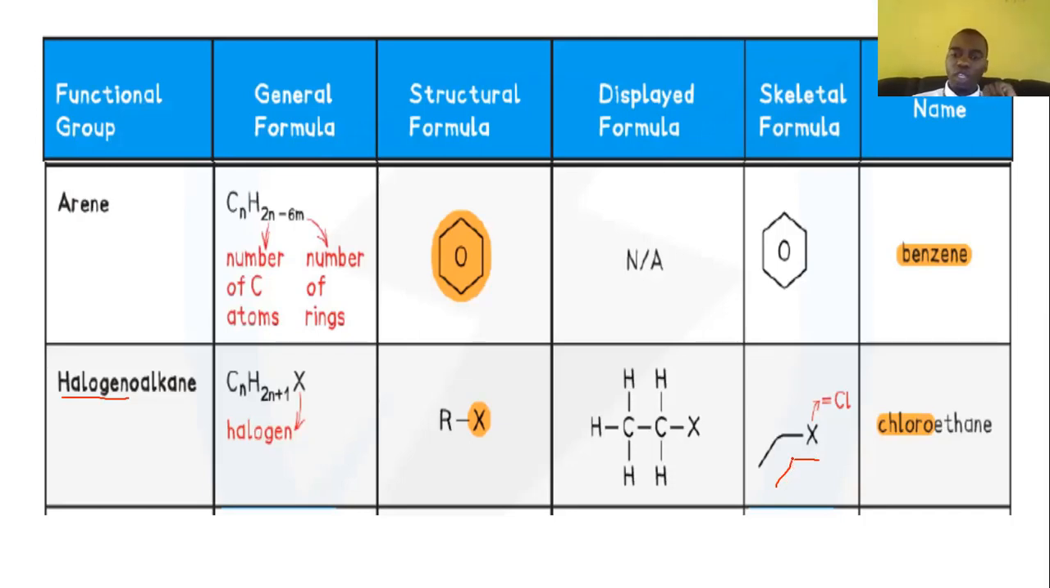So here, this C, we're going to have 1, 2, 3, 4. Then this one here, we're going to have 1, 2, then we're going to have 3. So 1, 2, 3, 4. So this one is going to be CH3. This one is going to be CH2 because of 1, 2 here, okay? And this one will be CH3 as well.